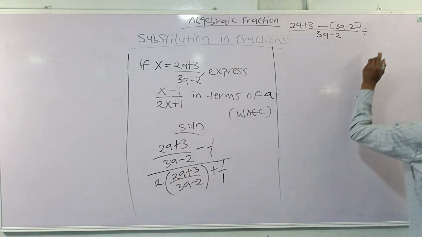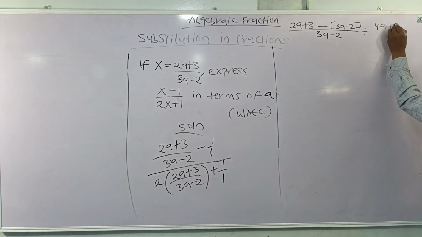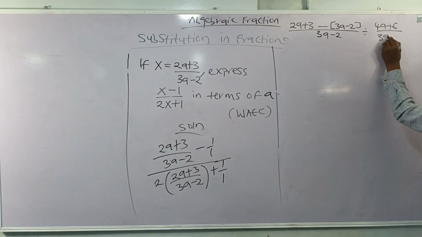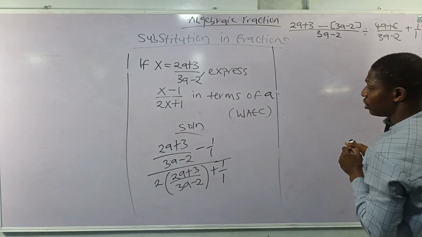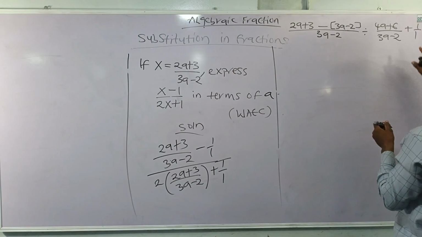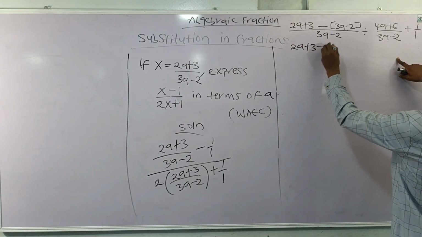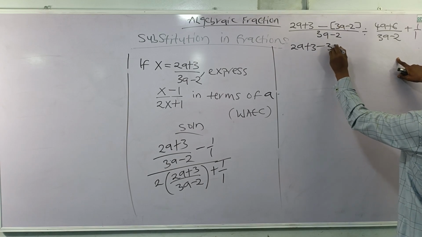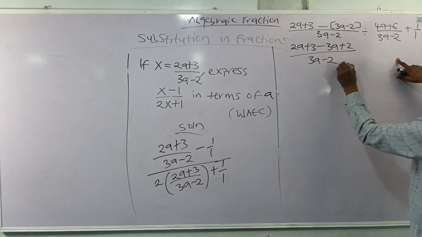Then I can use this other side for that other expression. 2 times 2A will give me 4A. And 2 times 3 will give me 6. All over 3A minus 2 plus 1 over 1. So I can therefore take my LCM at this side. But this will give me 2A plus 3. Minus plus is minus 3A. Minus minus is plus 2. All over 3A minus 2.